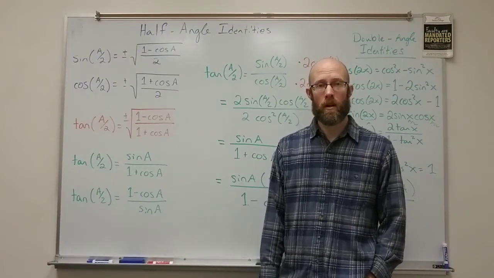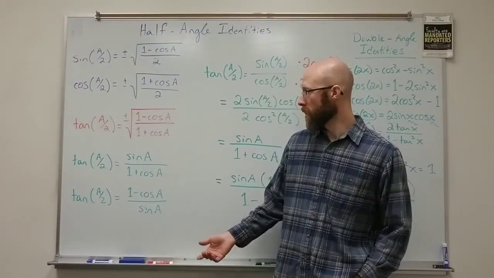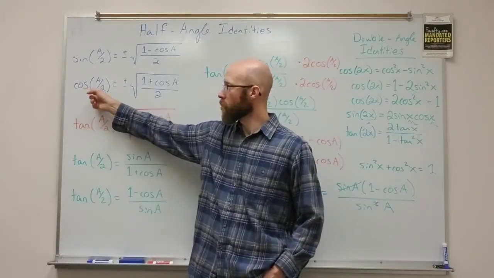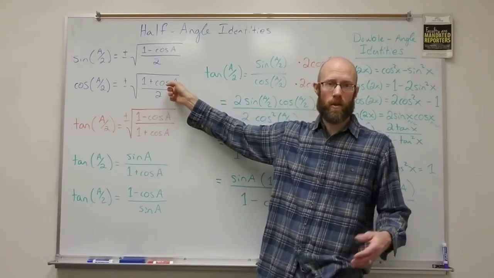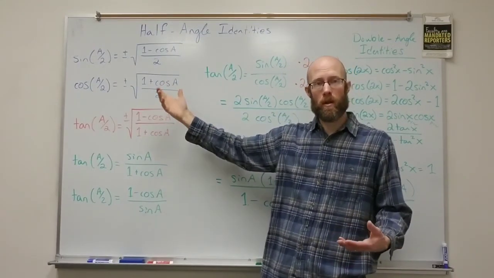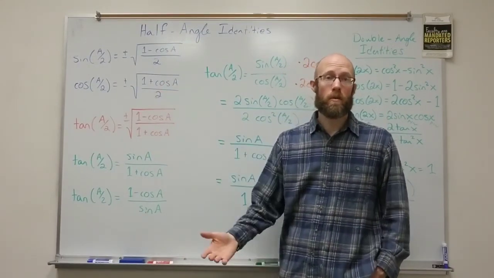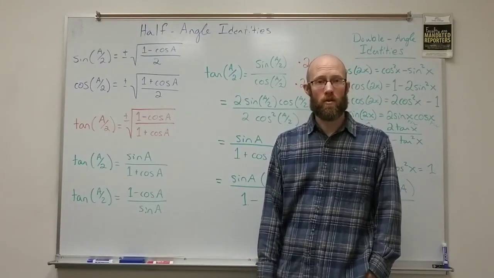Very useful formula. You could find the cosine of 22.5 degrees if you know the cosine of 45, which we know. So now we can plug those things in, which we'll be doing in the next couple videos when we go through some examples.